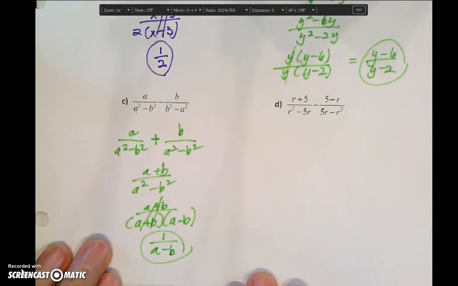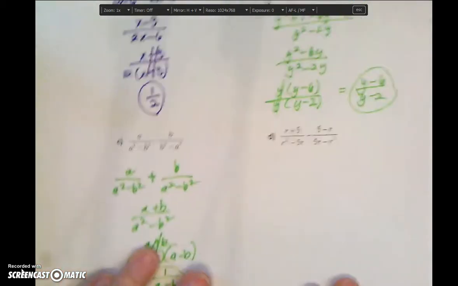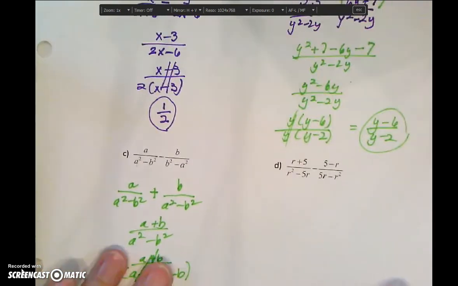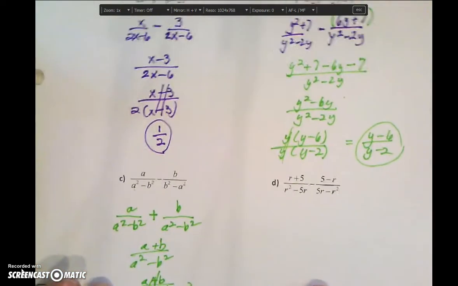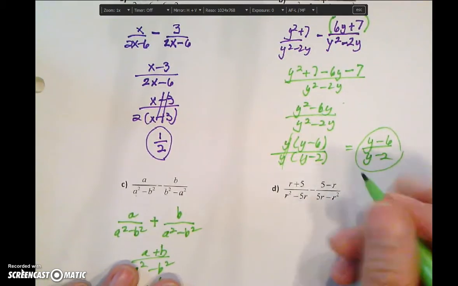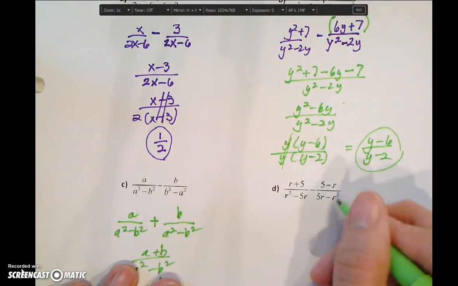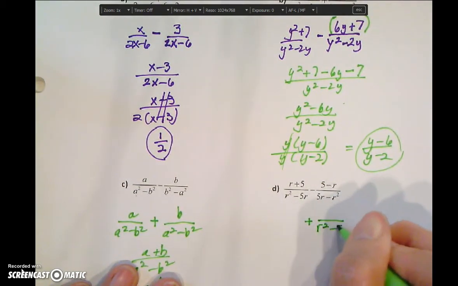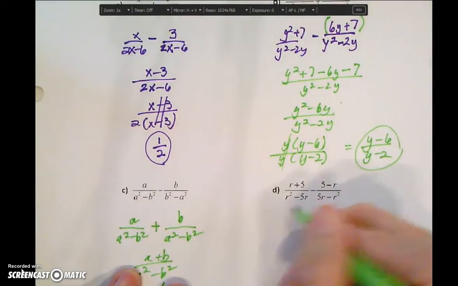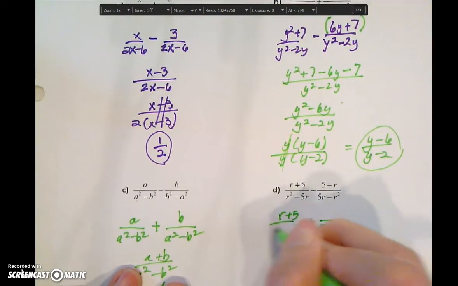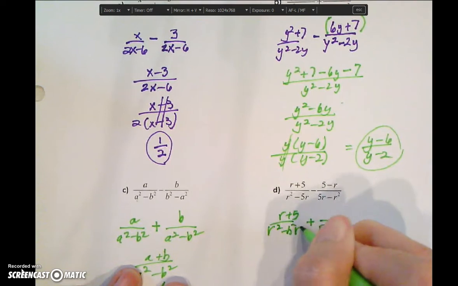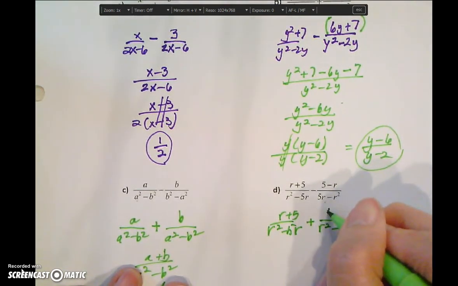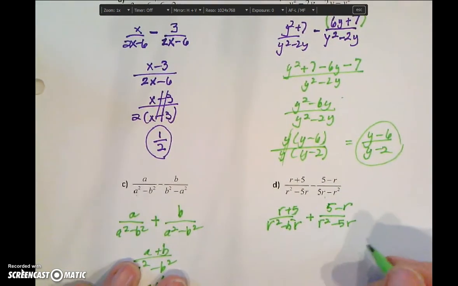a minus b. And one last example here, we have r squared minus 5r. And again, you see the reversed order. So I'm going to take out the minus and put it in the middle. Change that to a plus. And now this will be r squared minus 5r. So I have r plus 5 over r squared minus 5r. And up here I have 5 minus r.